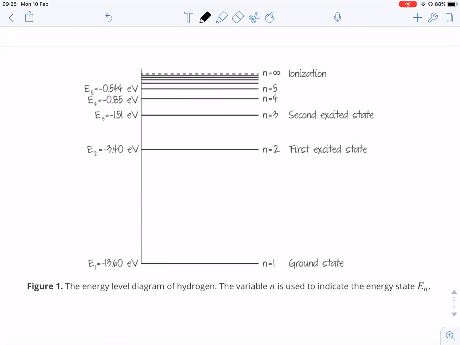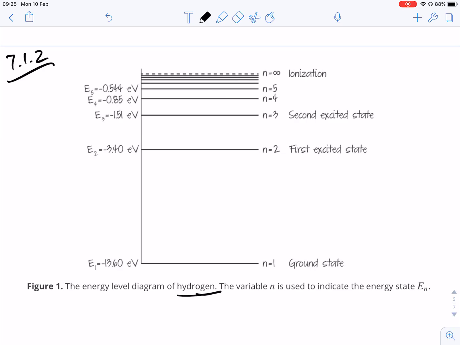Hey guys, welcome to the third video in our discrete energy and radioactivity unit. This time we're going to be looking at the energy diagrams, or if you are following along in the chapters in Cognitive, that's 7.1.2. So what we're seeing in front of us is the energy level diagram of hydrogen.